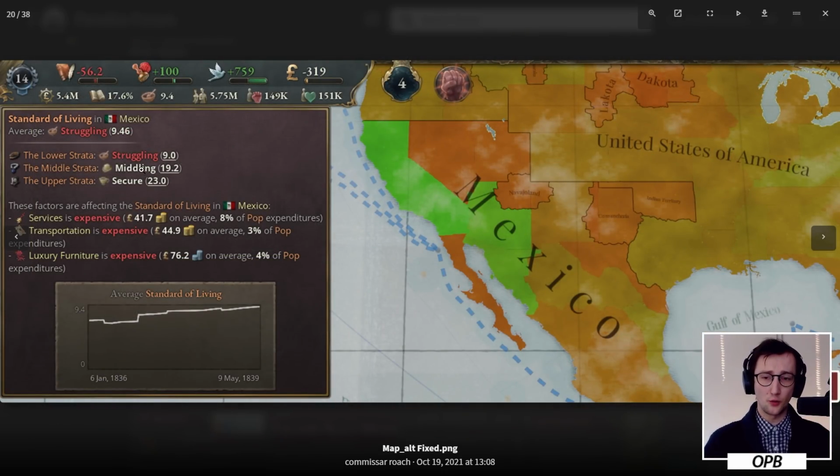Standard of living in Mexico, we have struggling, middling, secure. You can see standard of living is doing quite well. It's actually rising over 3 years. You know, it's going up and up and up, and you love to see that. You can see the California, whatever this is, Colorado. No, Colorado is like here, I think. Whatever this is, okay? And then Western Mexico. Yeah, I got away with it. I just said Western Mexico. You can see it's all going up. Texas is doing very poorly, or well, South Texas. Very interesting to see that California is prospering like this. That's quite crazy, honestly. Services are expensive, transportation is expensive, and luxury furniture is expensive.